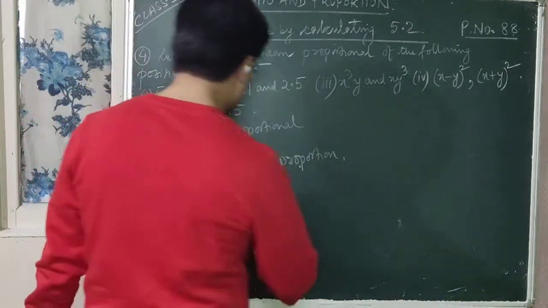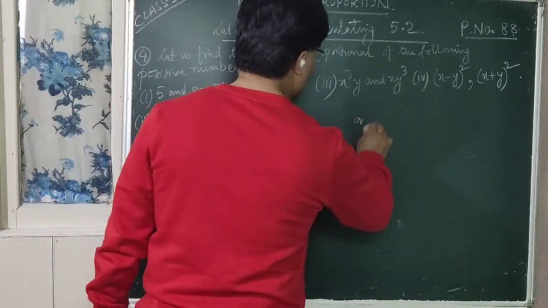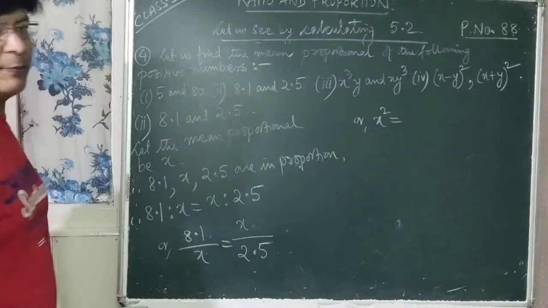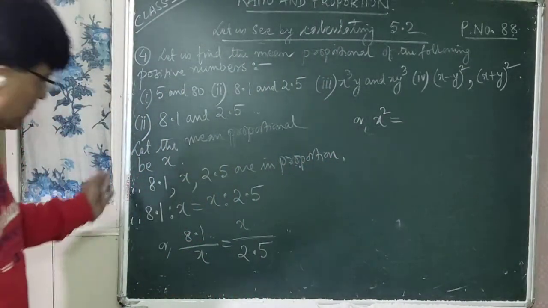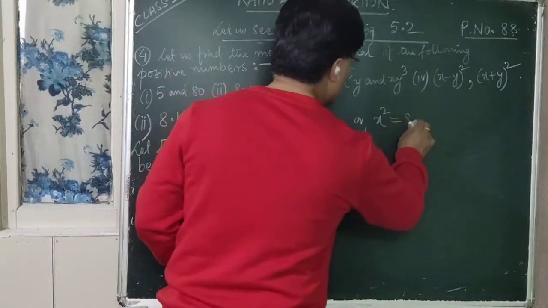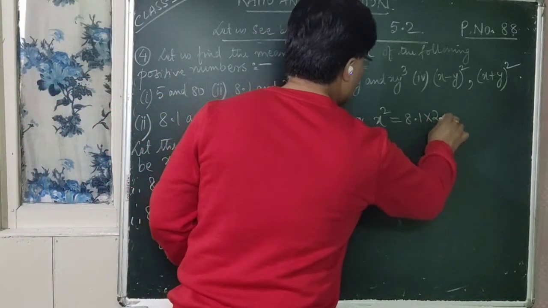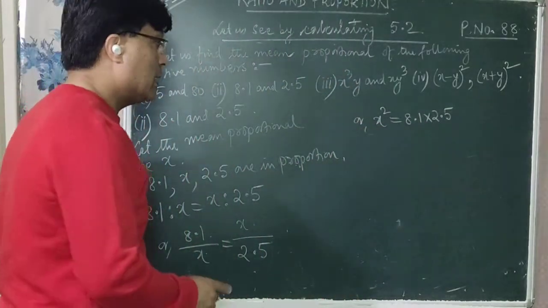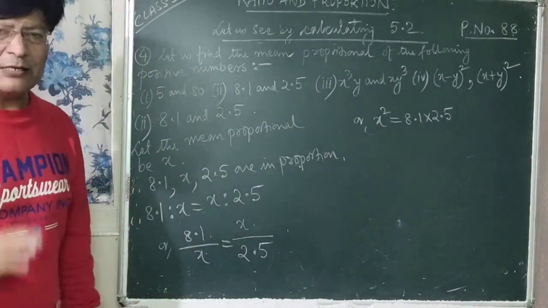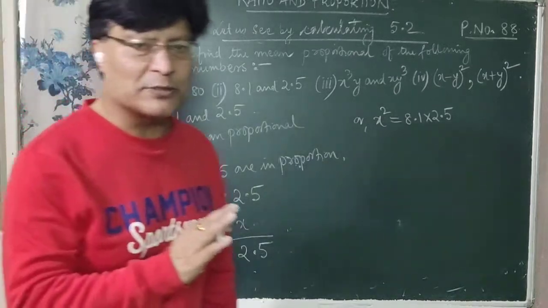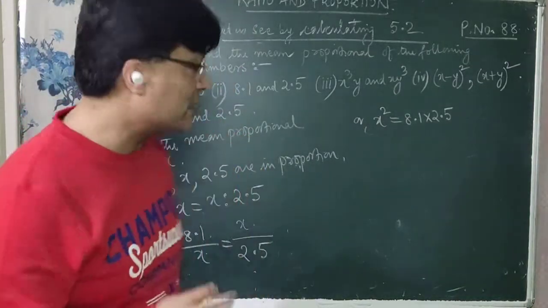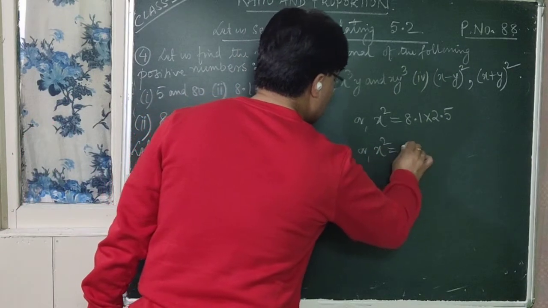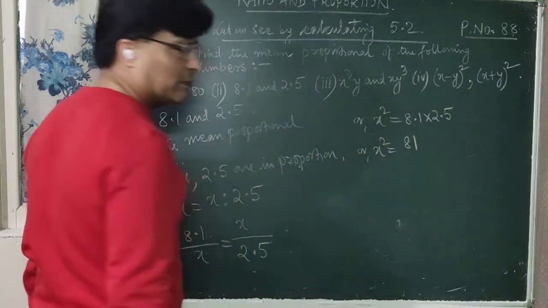So now you can do cross multiplication here, x into x is x square, right? When x is multiplied by x, what do we get? x square. Then in the other cross multiplication, what do we get? 8.1 into 2.5. Is that clear? So now let us write this decimal in terms of fraction. You know how to write it in terms of fraction, isn't it? So x square is equal to 81.